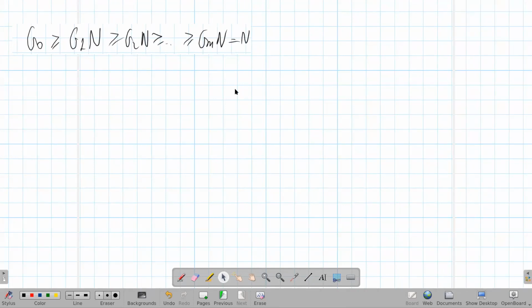You have this. And then again, the third isomorphism theorem tells you that, okay, so this is G, that all these subgroups contain N, so this corresponds to subgroups of G over N.